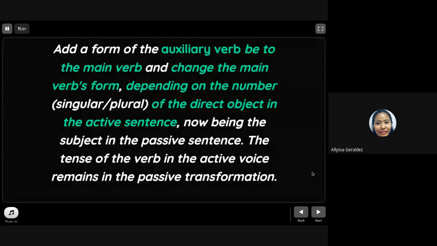Add a form of the auxiliary verb be to the main verb and change the main verb's form depending on the number, if it is singular or plural, of the direct object in the active sentence. Now, being the subject in the passive sentence, the tense of the verb in the active voice remains in the passive transformation.